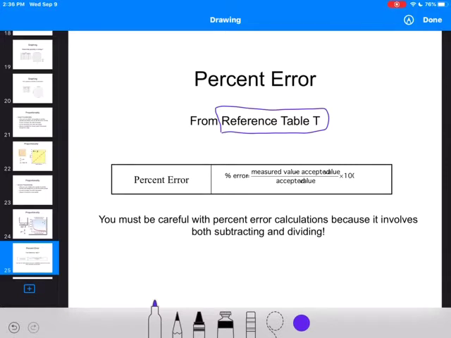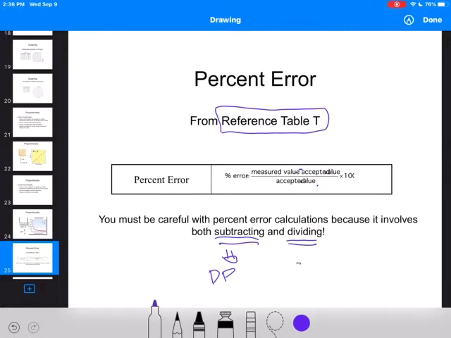It becomes difficult when you start involving significant figures, because if you look at the numerator, measured value minus accepted value, you can see that it involves subtraction. And again, if we talk about significant figures, subtraction, I have to consider decimal places when I look at significant figures. But then after I subtract, I have to divide, and dividing uses a different set of rules for significant figures.